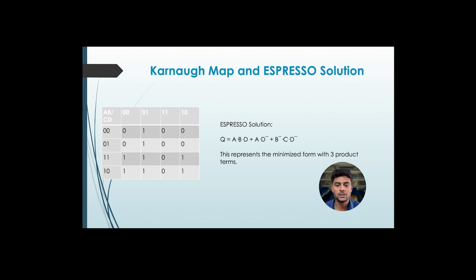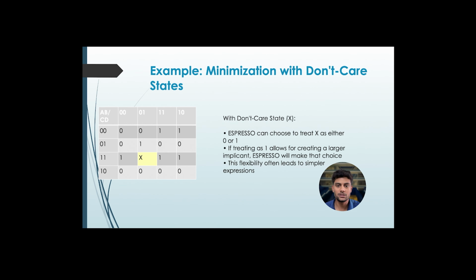The equation was Q equals A dot B dot D plus A dot D dash plus B dash dot C dot D dash. So this represents the minimized form with three product terms. Moving further, we'll see minimization with don't care states. With don't care states, that is represented by X, Espresso can choose to treat X as either 0 or 1. If it is treated as 1, it allows for creating larger implicants. So Espresso will make that choice. This flexibility often leads to simpler expressions.